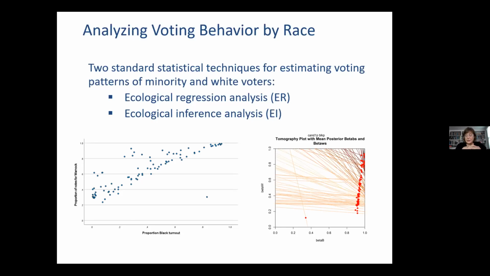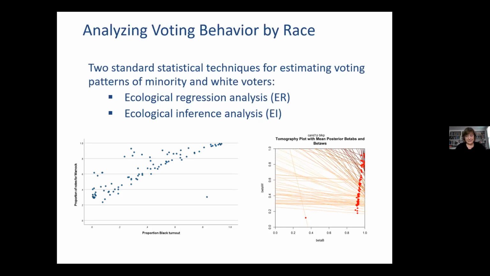But there are two drawbacks to that approach. And the first is very few jurisdictions have a lot of homogeneous precincts, or at least not a lot of homogeneous, say, Black or Hispanic precincts. They might have a lot of homogeneous white precincts. And the second is, it's quite possible that voting in homogeneous precincts is different than voting in precincts that are more integrated.